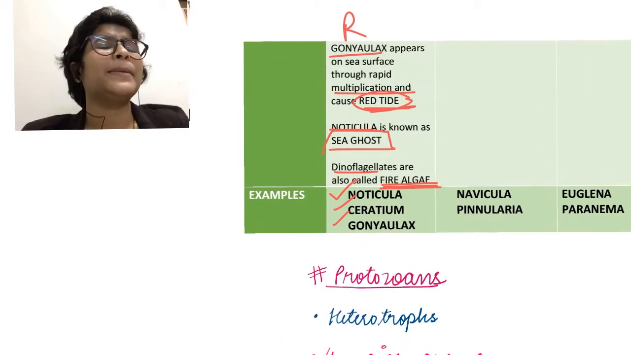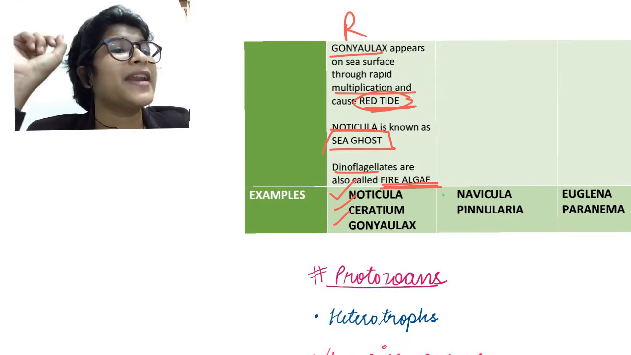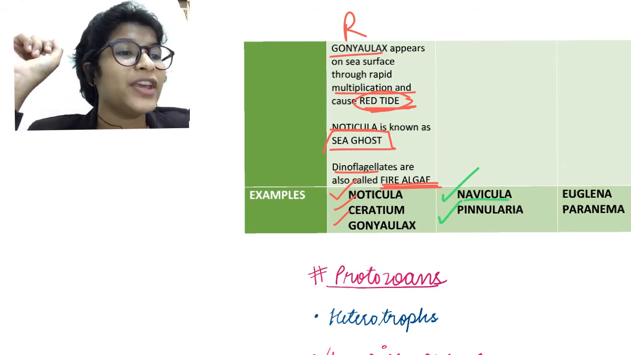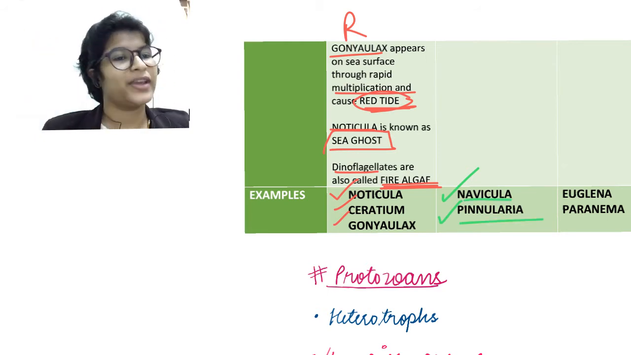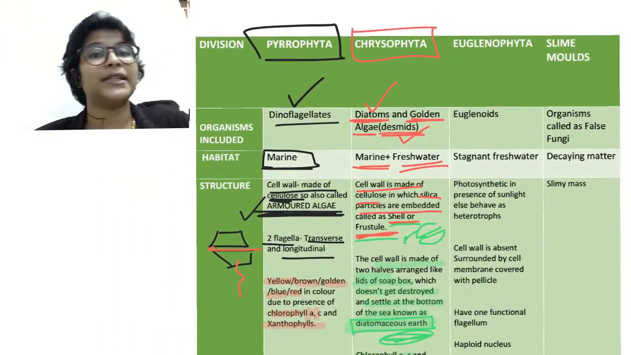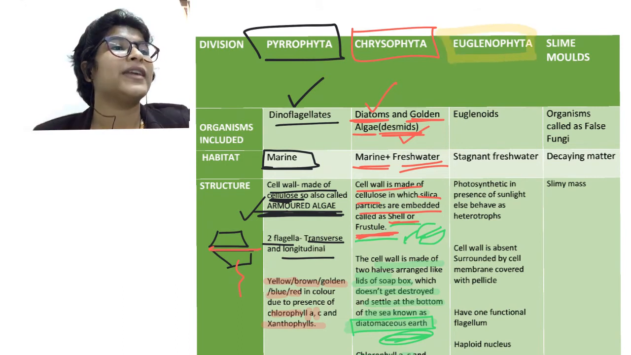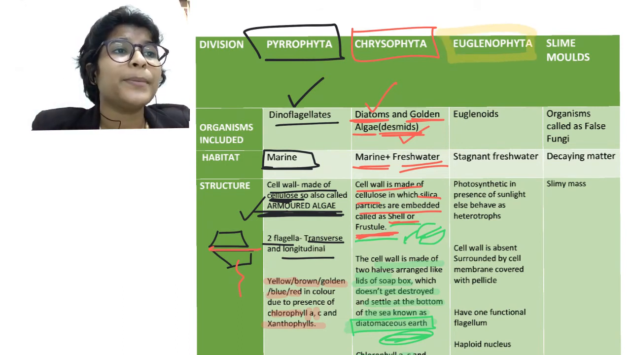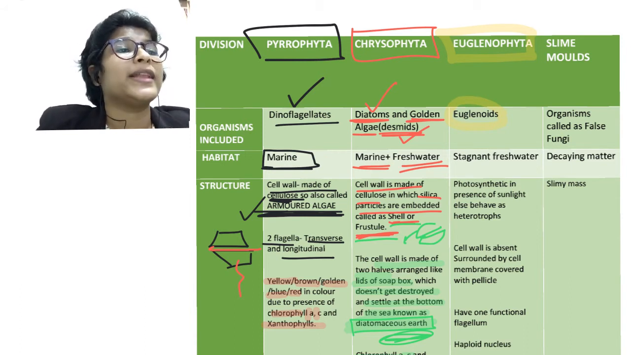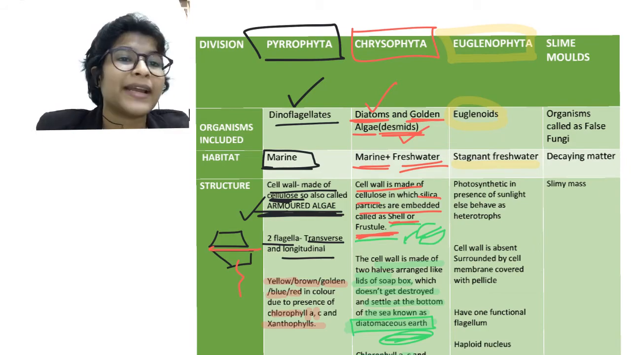And what might be the best examples for this? Diatoms के examples are Navicula and Pinularia. Okay. Going on to the third type, that is Euglenophyta. Euglenophyta में आते हैं euglenoids, that is euglena-like organisms, जो रहते हैं stagnant fresh water में. They need fresh water which is stable or stagnant.